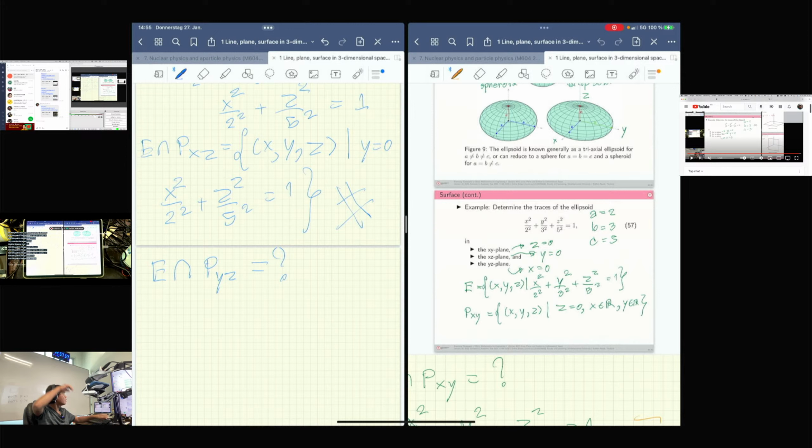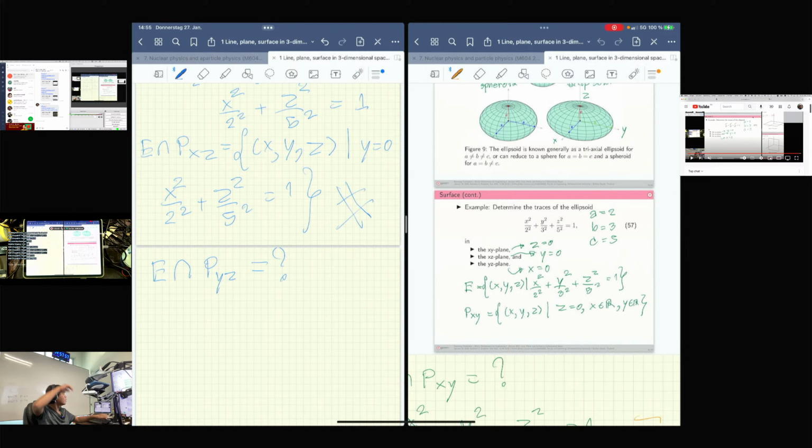Of course the first term here will disappear because it remains 0. So we have only y squared divided by 3 squared plus z squared by 5 squared equal to 1. So what is the outcome then? If you want to see the outcome, I will bring you to this one again.